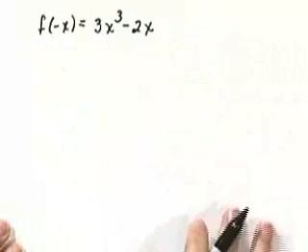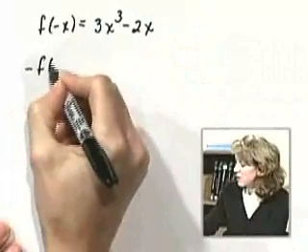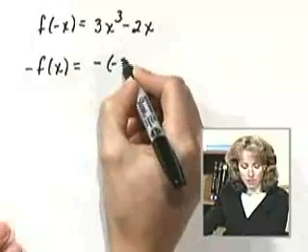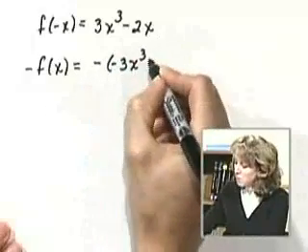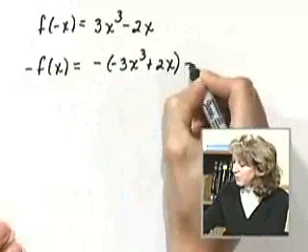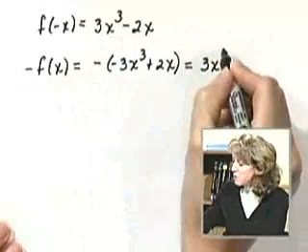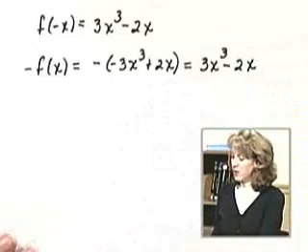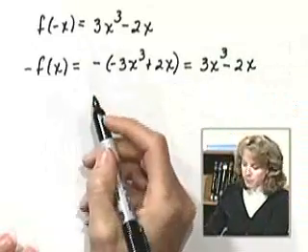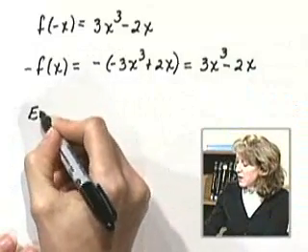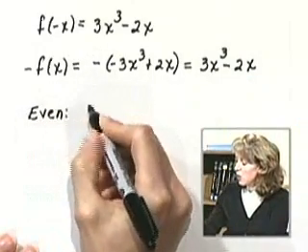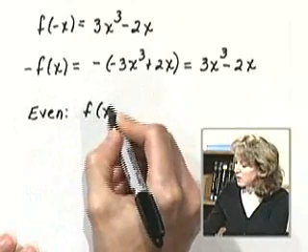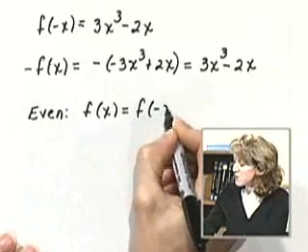Now let's determine the opposite of f of x. That's just the opposite of negative 3x cubed plus 2x. So that equals 3x cubed minus 2x. All right. So let's see what happens then. For even, once again, we want to know, is f of x the same as f of the opposite of x?